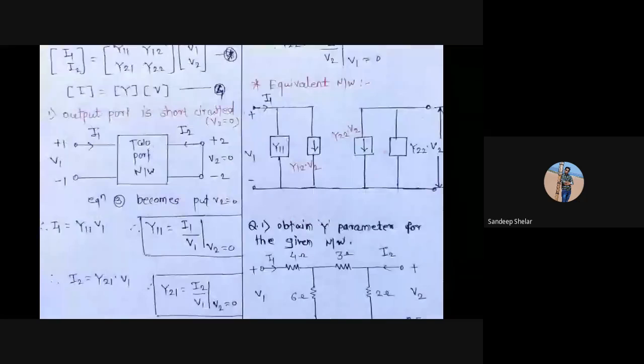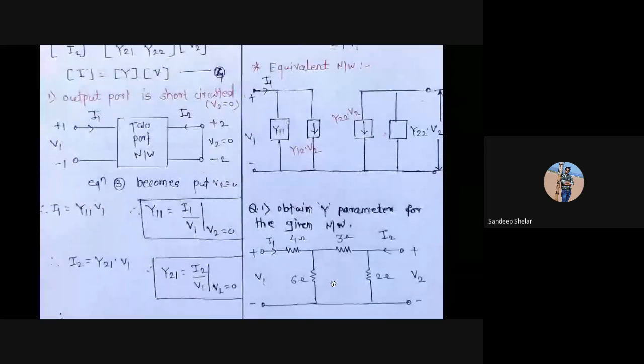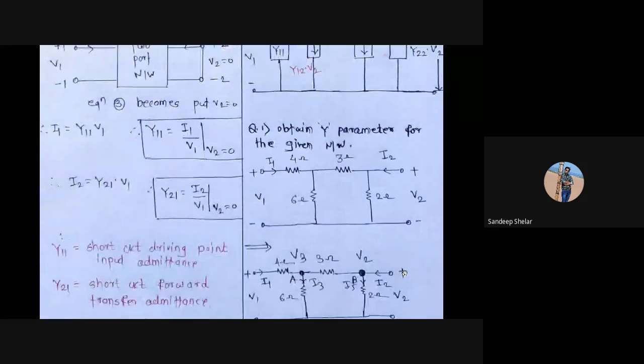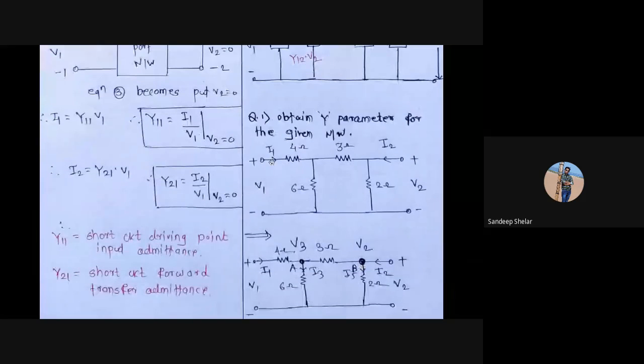Now we have to solve a problem based on the Y parameter. This is the given network. This is the input voltage V1 and output voltage V2, then the current flowing is I1, and the current I2 flows from the output side. Now we modify this network, considering two node points, point A and point B. The currents are I1, I2, then I3, I4 and I5. This is the modified network.